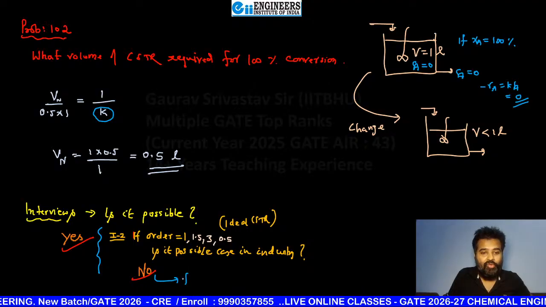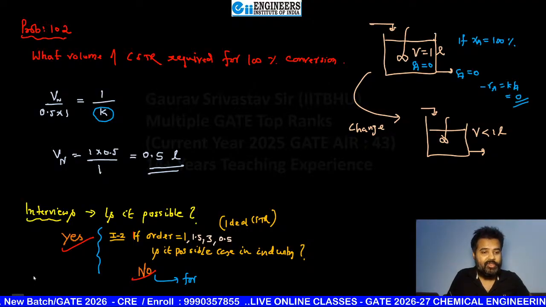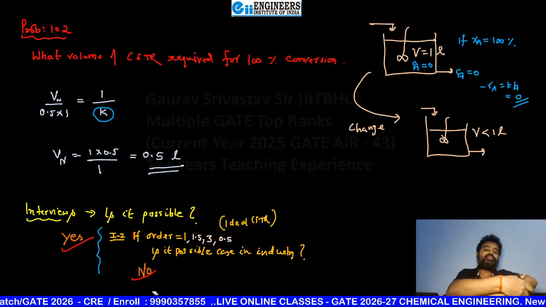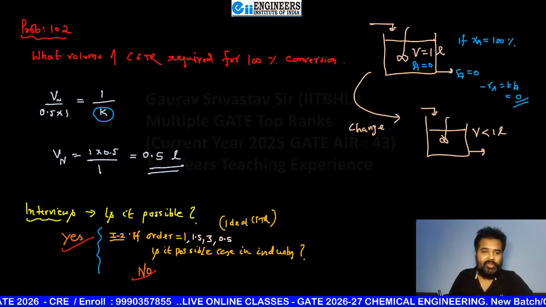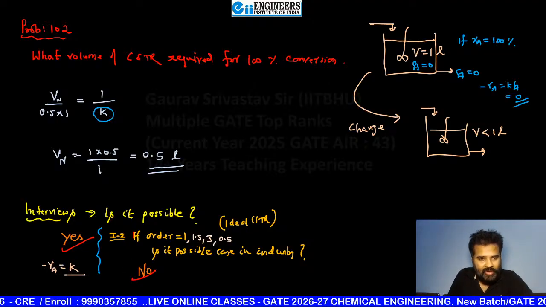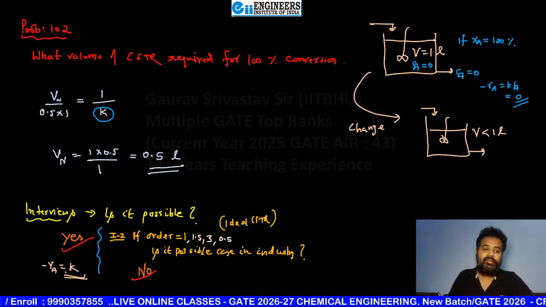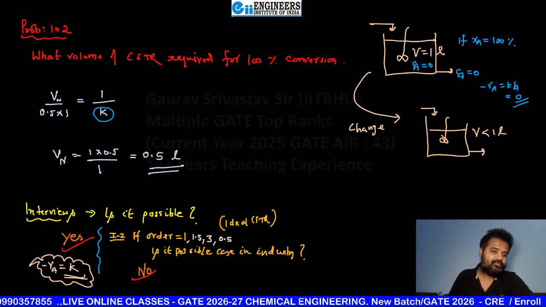So no, it is not possible to achieve that zero there, because if you are achieving zero for the ideal case, then inside that reactor the concentration will also be zero, and now the rate is going to depend upon concentration. Here it is not going to depend. Here just r_A is equal to k, so it is concentration independent. The rate is totally controlled by k.